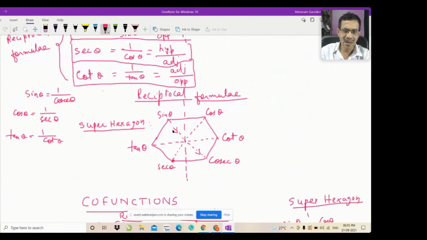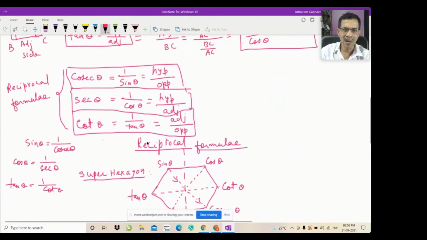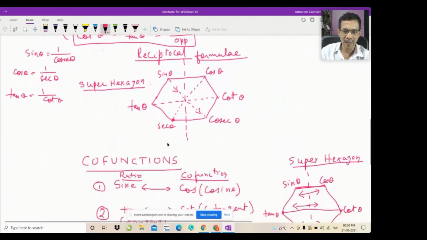The opposite vertices: sine theta is 1 upon cosec theta, or cosec theta is 1 upon sine theta. Then similarly another pair is cos and sec. Cos theta is 1 upon sec theta, or sec theta is equal to 1 upon cos theta. And the third pair is tan and cot on the opposite vertices of the super hexagon. Tan theta is equal to 1 upon cot theta, and cot theta is equal to 1 upon tan theta. So with the help of super hexagon, I have told you how to remember the reciprocal formulae.